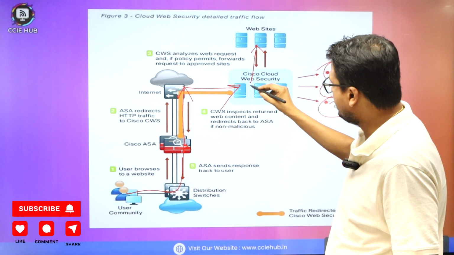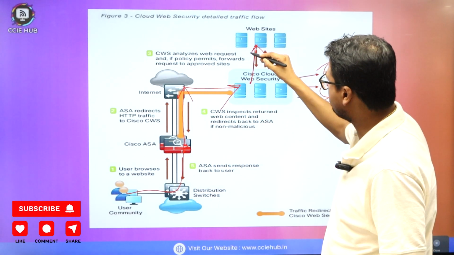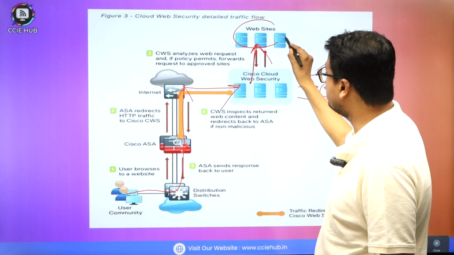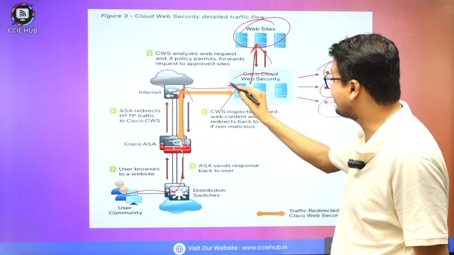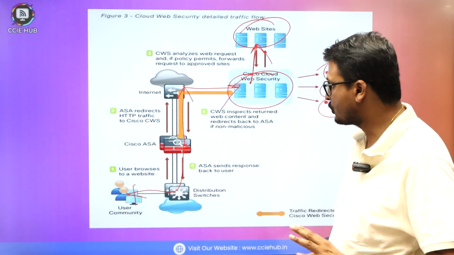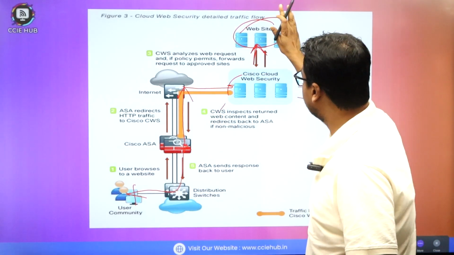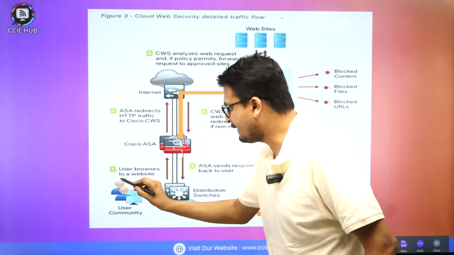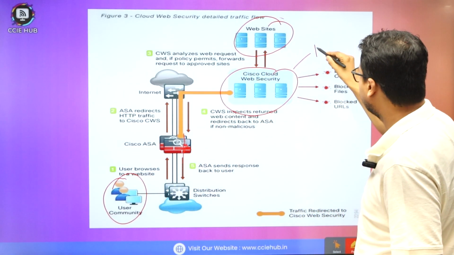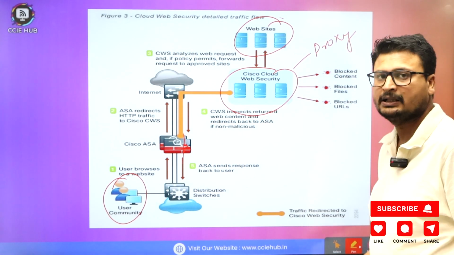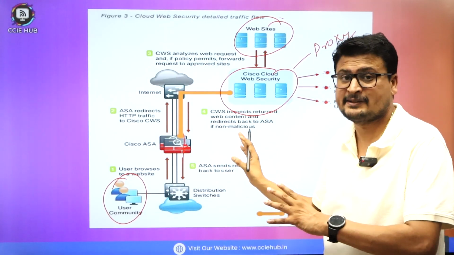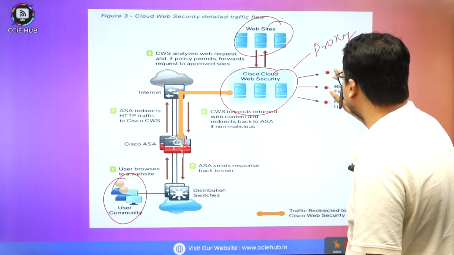So we are sending traffic from the cloud web security server to a web server, right? It means for a web server, who is the client? The clients are these security servers, not this guy. These are not the actual servers. So it means between my client and my server, these servers are playing the role of proxy, right? That's why we call it a proxy based solution as well. This is a proxy based solution.